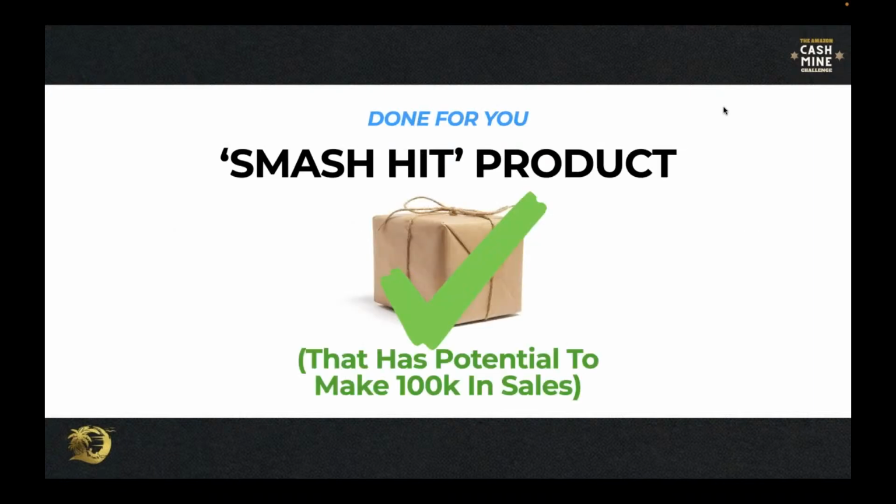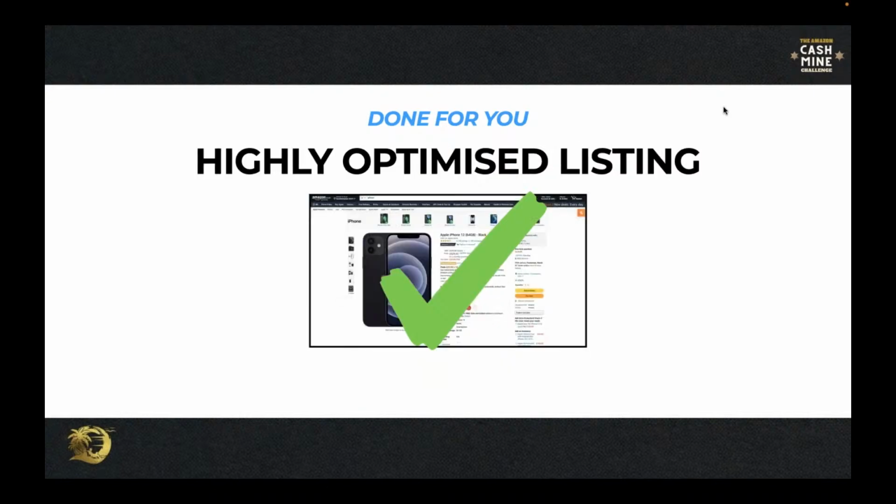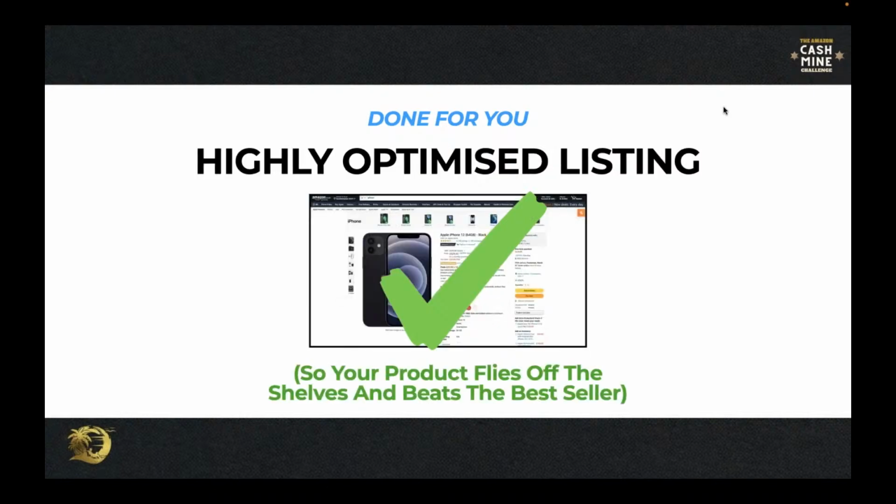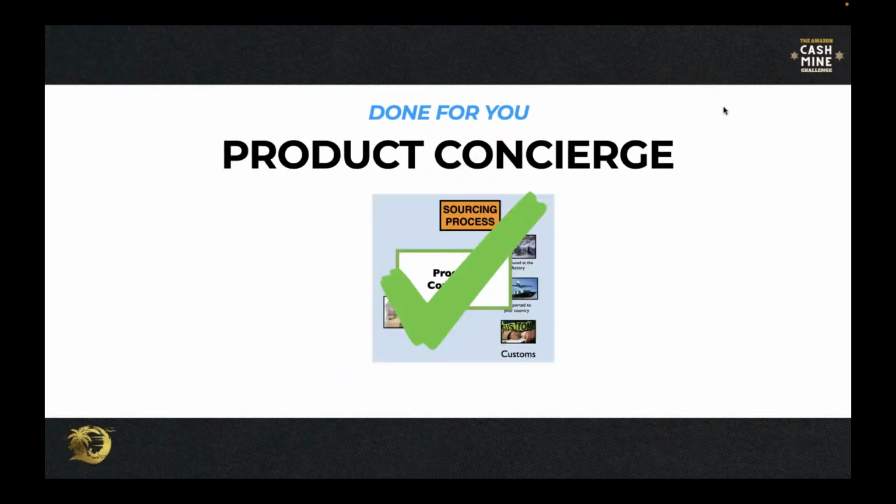You're getting a done for you smash hit product. I'm going to personally research a product for you that has potential to make £100,000 in sales. A highly optimized listing, as I just said, right? I'm going to write the listing for you so your product flies off the shelves and beats the bestseller.